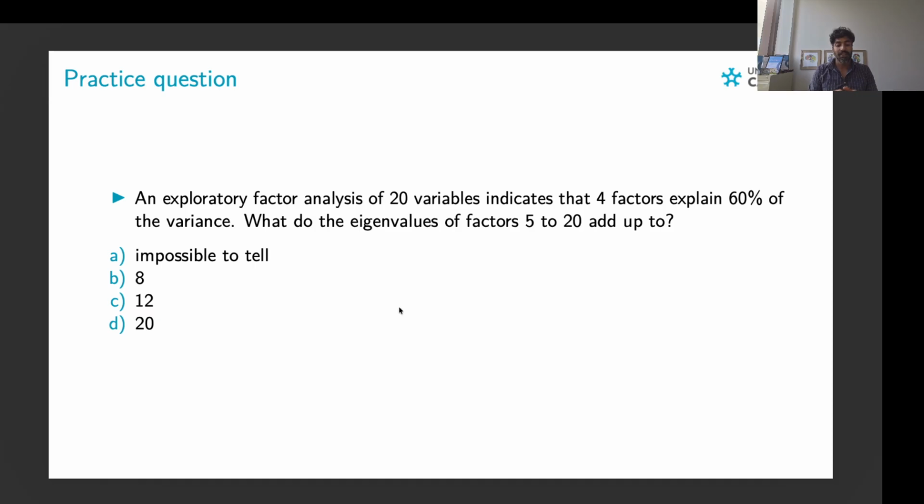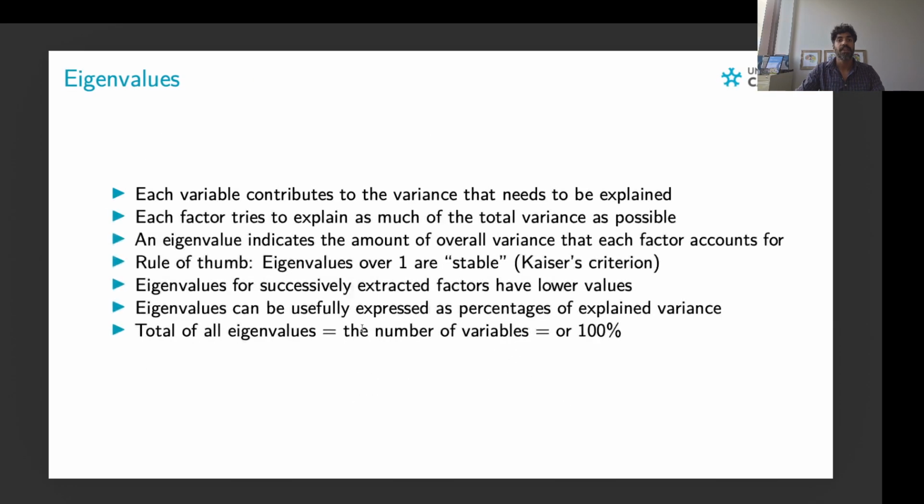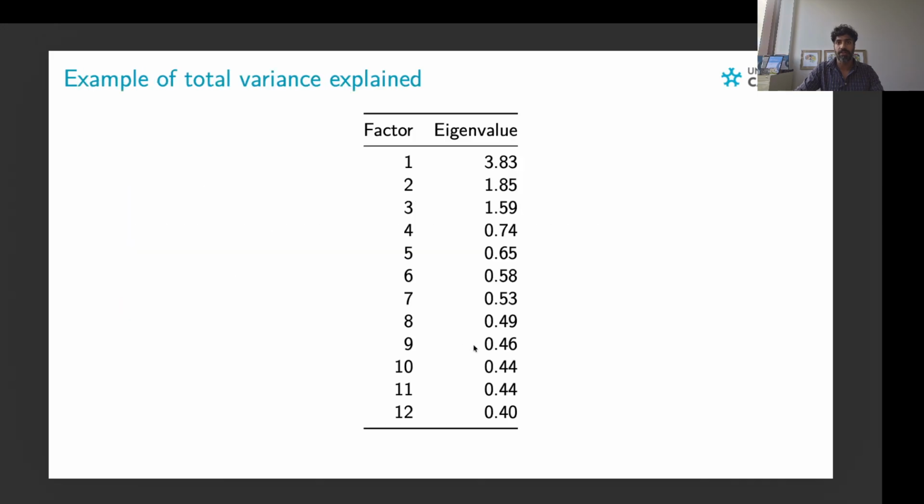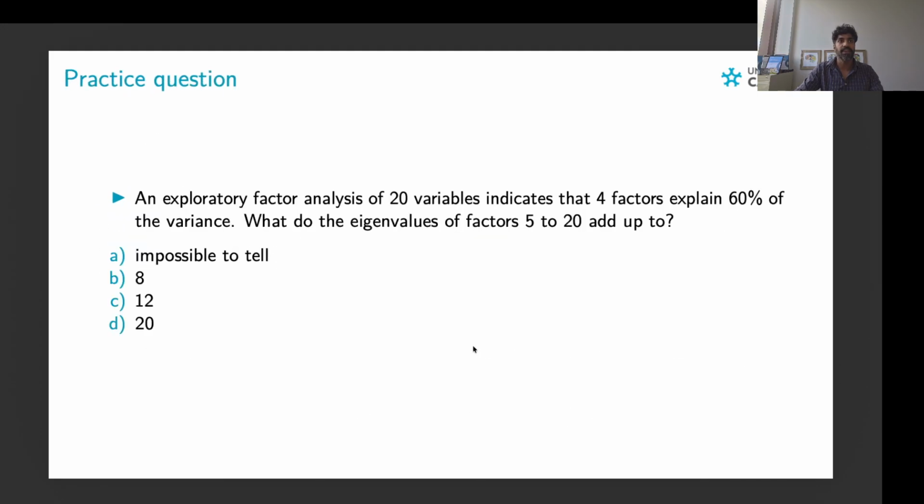Essentially, the way to work this out is understanding that if you have 20 variables, they make up 100% of the variance. If you remember from here, the number of variables equals 100%, right? And the total of all eigenvalues equals the total number of variables. So in this example, I have 20 variables, which means I'll have 20 eigenvalues, so the eigenvalues will sum up to 20, and I'll have a 20-factor structure.